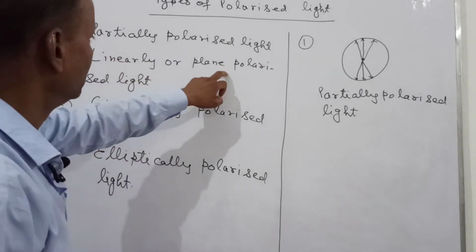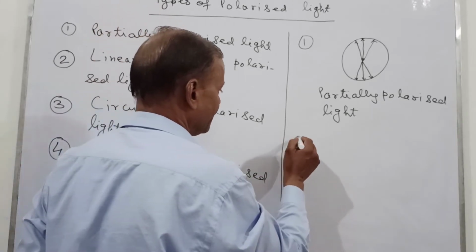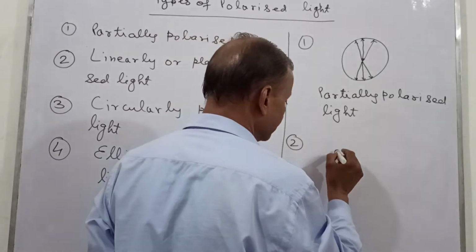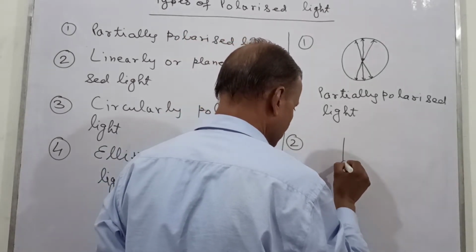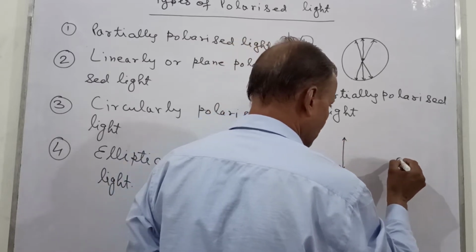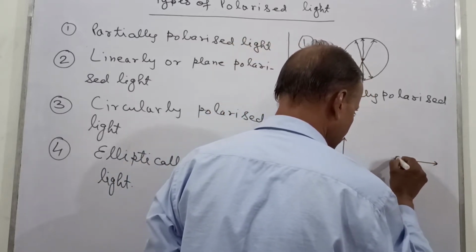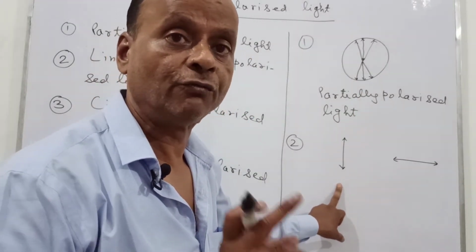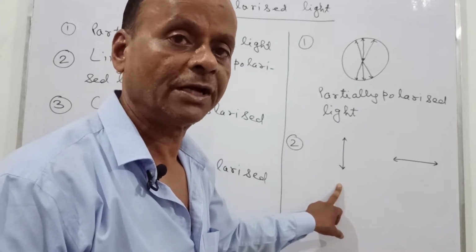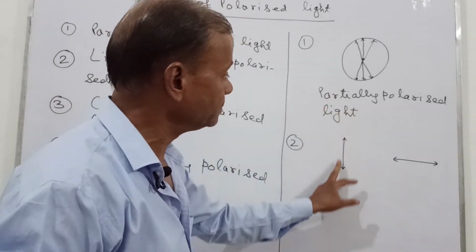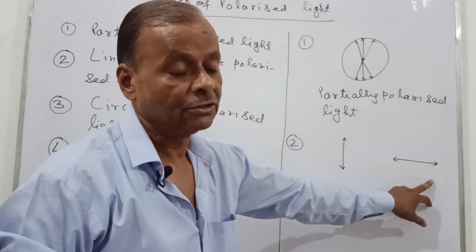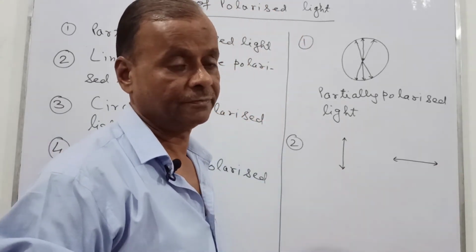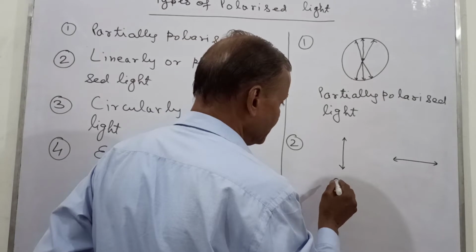Now linearly or plane polarized light. Now when we have the vibrations like this or like this, only in one direction, when the vibrations are only in one direction, then this is called plane polarized light. I have taken this a vertical line, this I have taken horizontal line, so this is called vertically polarized light, this is called horizontally polarized light.